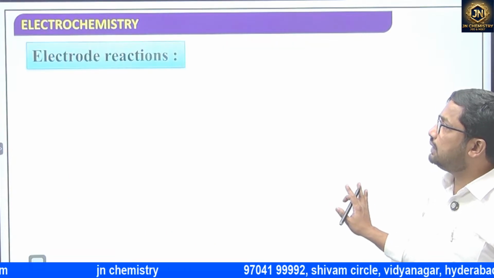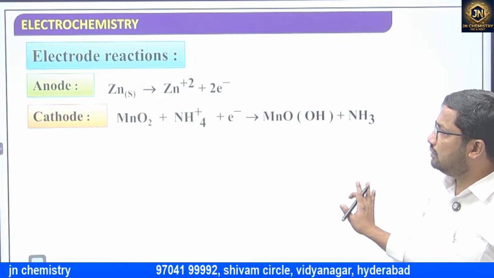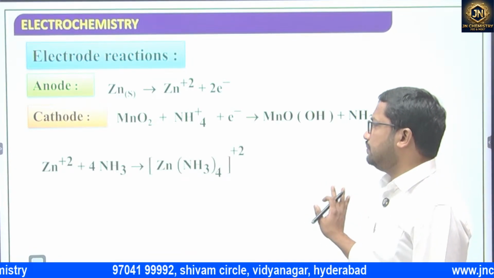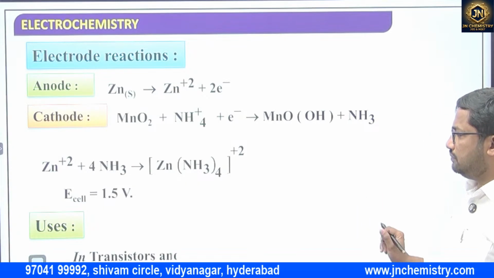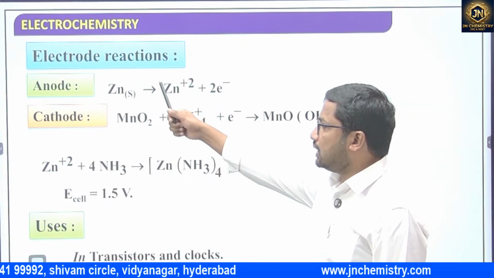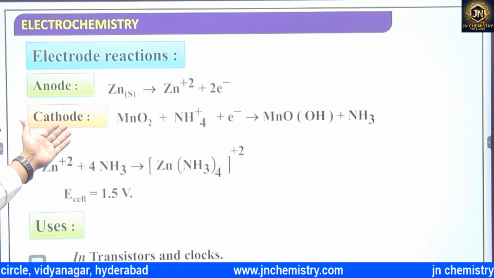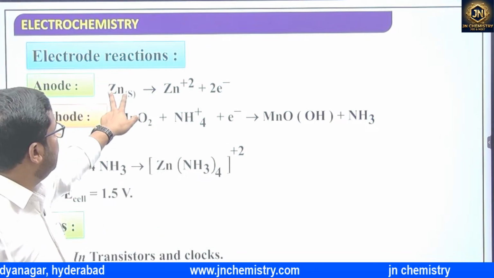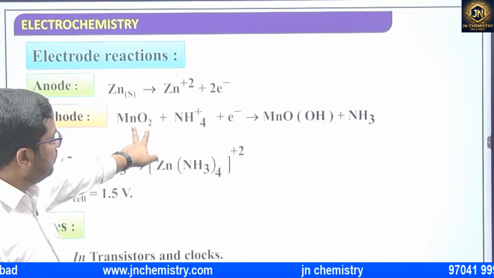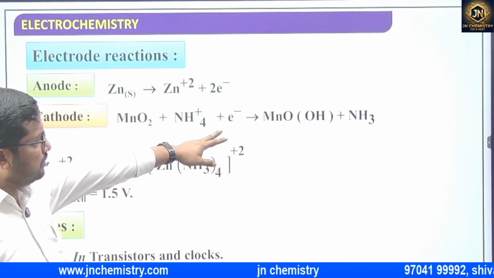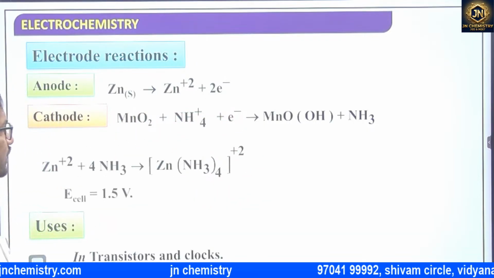Anode and cathode equations, write it down. At anode, obviously, which reaction takes place? Oxidation. And at cathode, a reduction reaction takes place. MnO2 is converted into MnO(OH), where the oxidation state goes from plus 4 to plus 3.